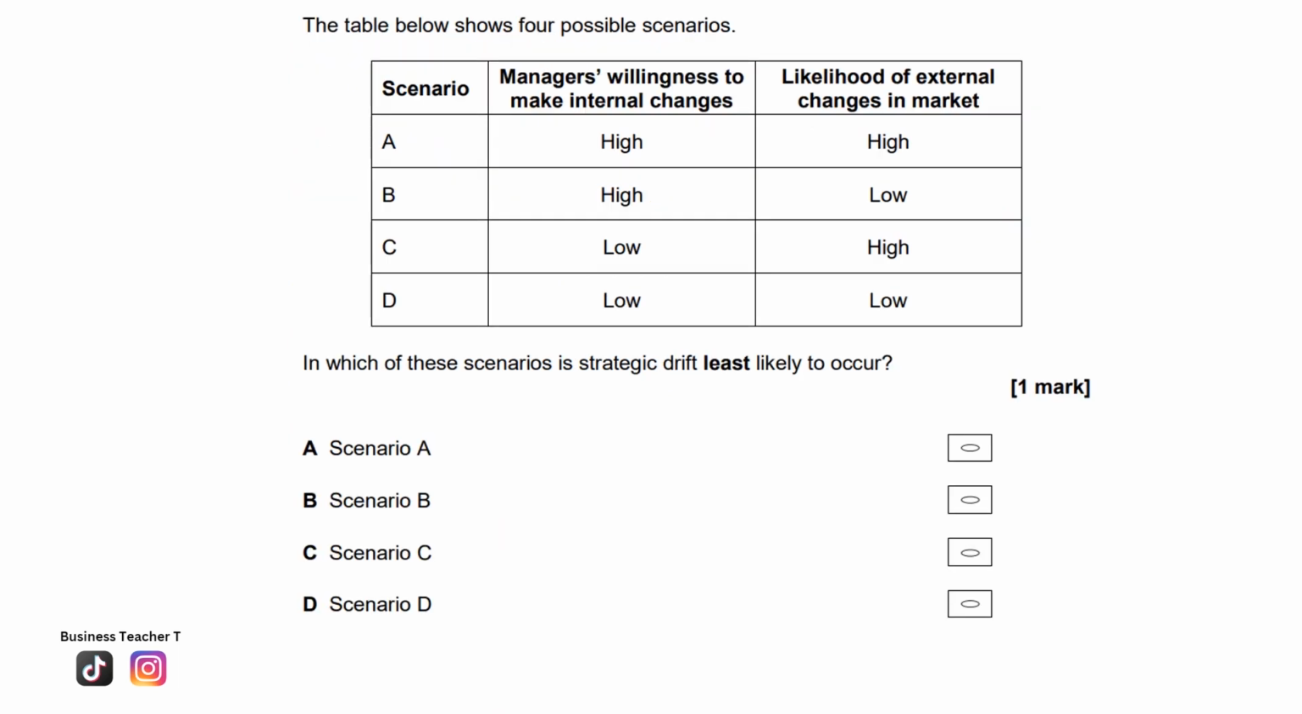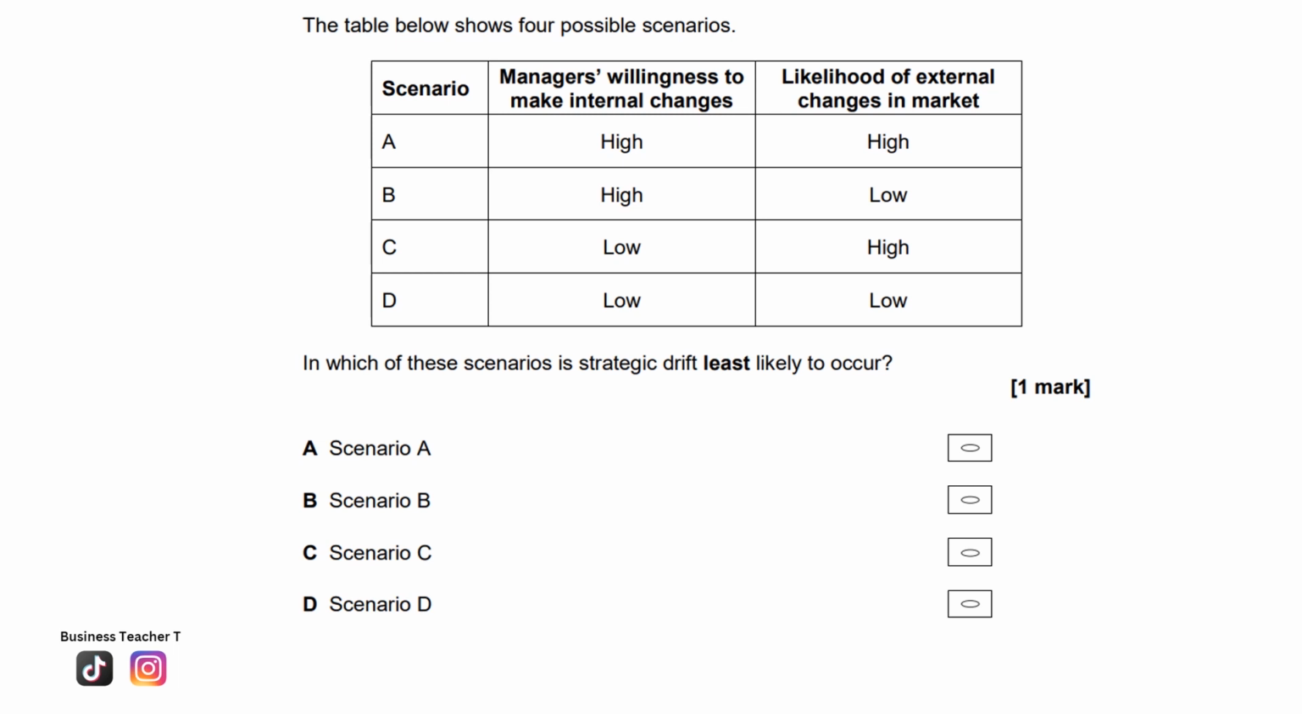The table below shows 4 possible scenarios. We've got scenario A, B, C, and D. For scenario A, managers' willingness to make internal changes is high. The likelihood of external changes in the market is also high. For scenario B, managers' willingness to make internal changes is high. The likelihood of external changes in the market is low. Scenario C, managers' willingness to make internal changes is low. The likelihood of external changes in the market is high. And for scenario D, managers' willingness to make internal changes is low. The likelihood of external changes in the market is also low.